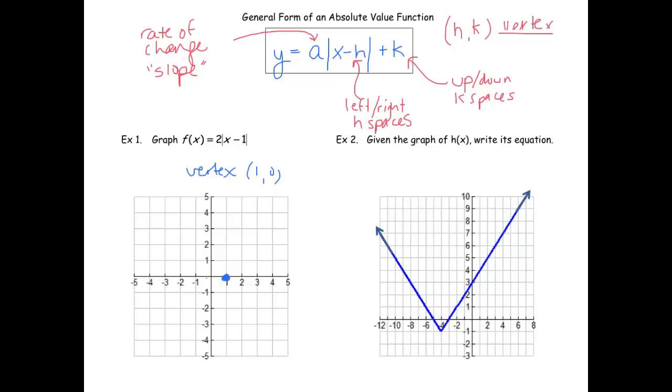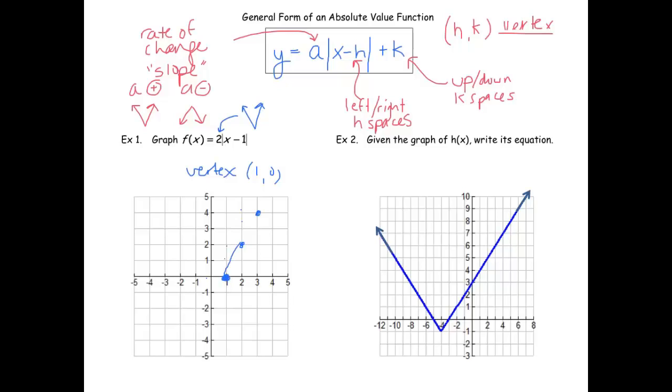You don't just draw a random V. This is where the a value comes in. If this value is positive, okay, let me go back up here and write this down. If a is a positive value, we have a V like this, and if a is negative, we have an upside down V like this. So on example 1, we have a positive 2. That means that we have a graph like this, and the positive slope side is going to have a slope of 2. So here we go, from the vertex, up 2 over 1, up 2 over 1.